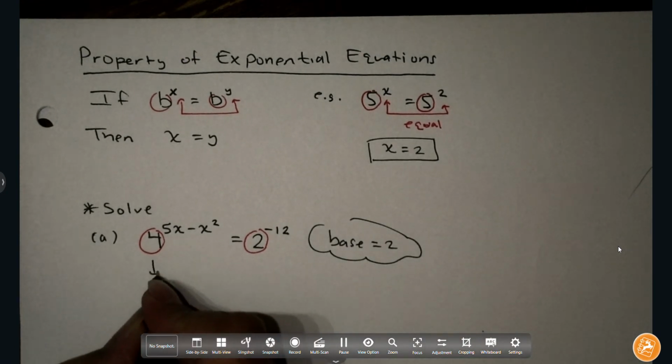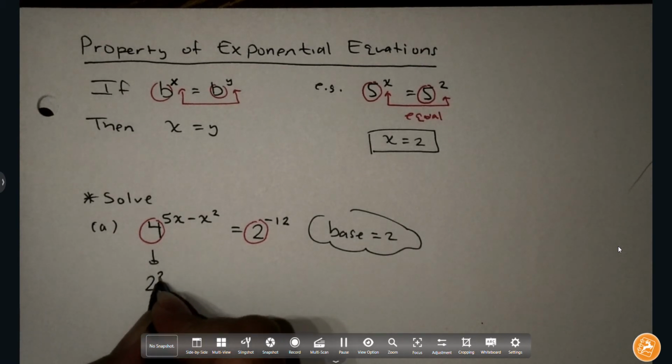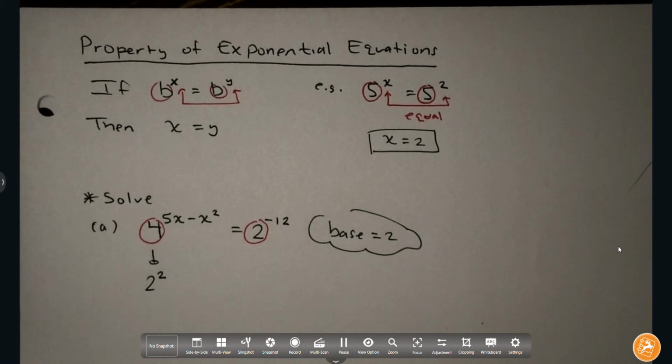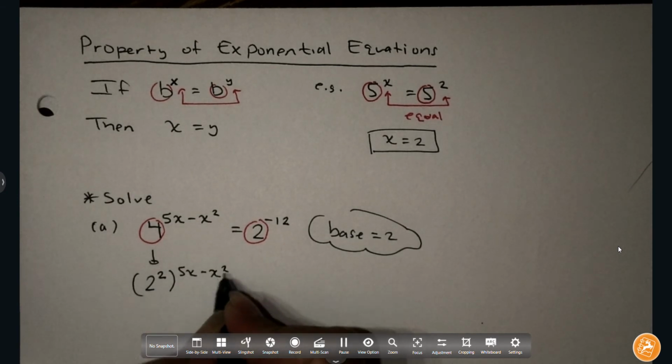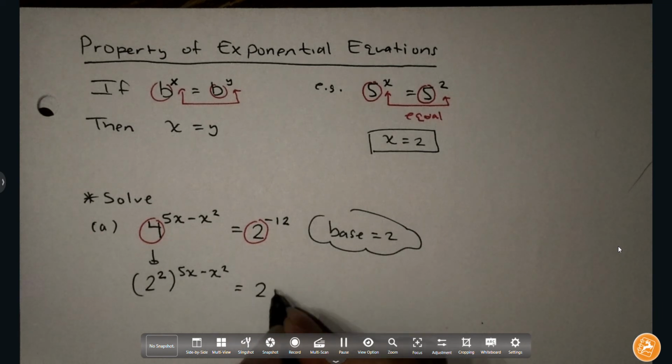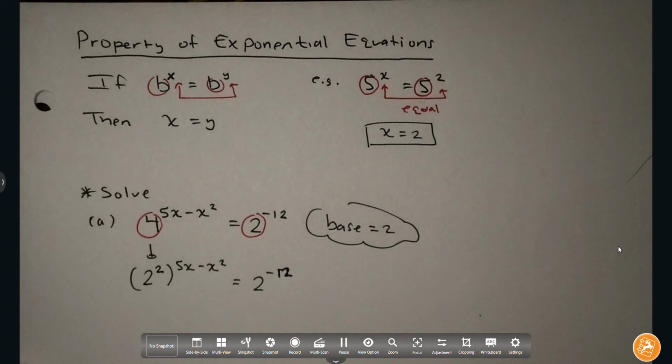We're going to take our time, and our ultimate goal is to fix it so the left side and the right side are in terms of base 2. If we take our time, 4 in terms of a power of 2 is the same as 2 to the second power. But what is going on with that 4? We have that 4 being raised to the 5x minus x squared power equals, we already have base 2 on the right side. So we have 2's on the left, 2's on the right, but it's not quite base 2, because on the left side the base is 2 squared and not 2.